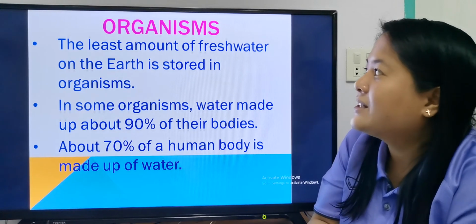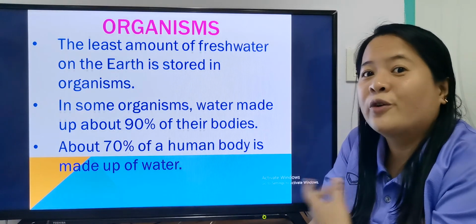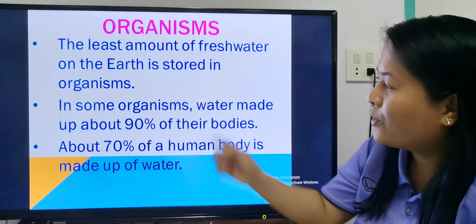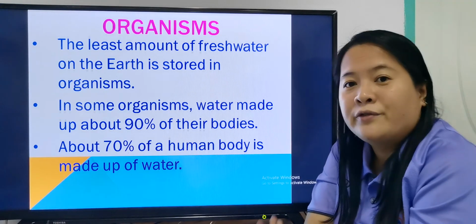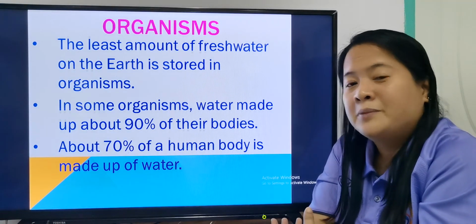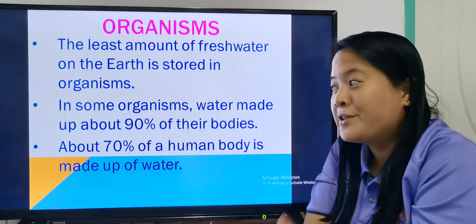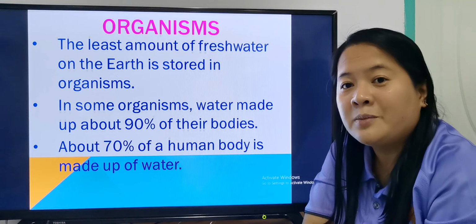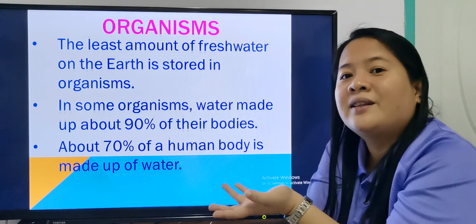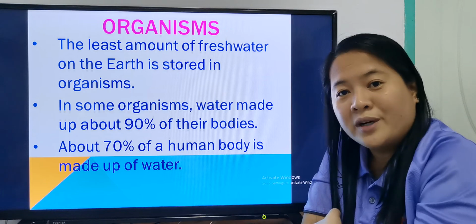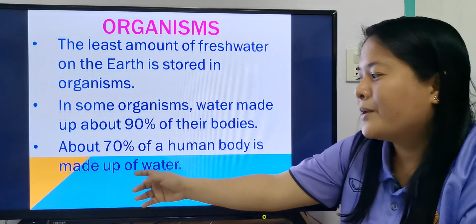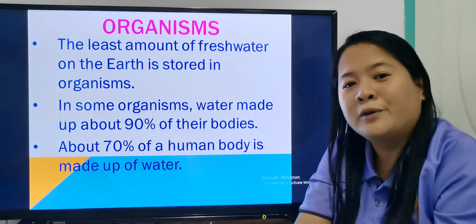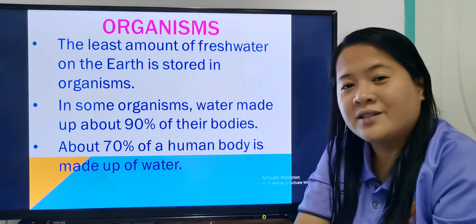But this is the least amount of fresh water on earth. It's stored in organisms or living things. In some organisms, water makes up 90% of their bodies. In humans, it's about 70%. That's why in the beginning we said that we need water, because our body is made up of 70% water. So it plays a lot of roles in our body functions.